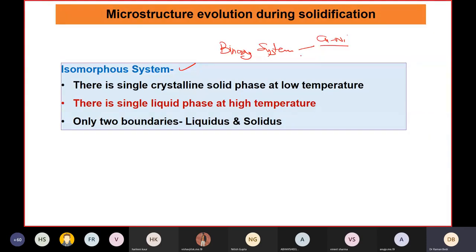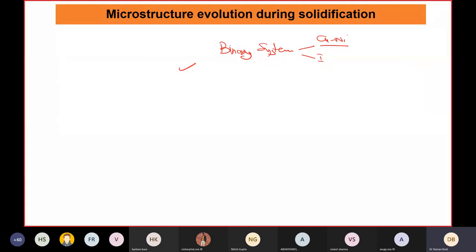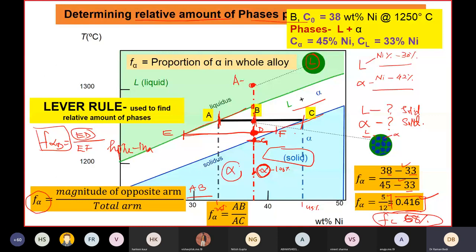If it is isomorphous also, the meaning of the term isomorphous is that at low temperature, I have only a single crystalline solid phase. That is what you observed here. If you see, at low temperature, I have only this alpha. There is no beta seen here. So that is why this is a binary isomorphous system. So our isomorphous system says that at low temperature, there is a single crystalline solid.